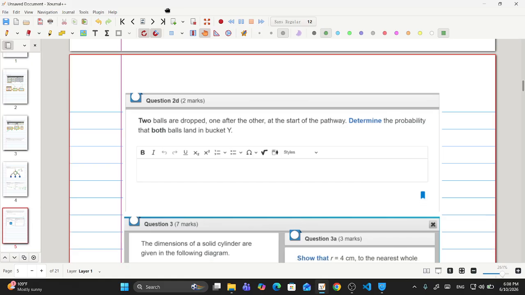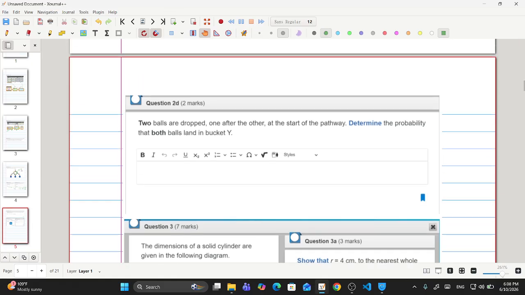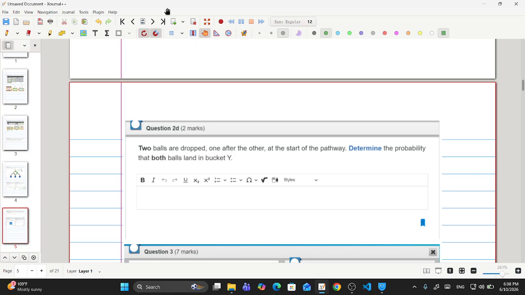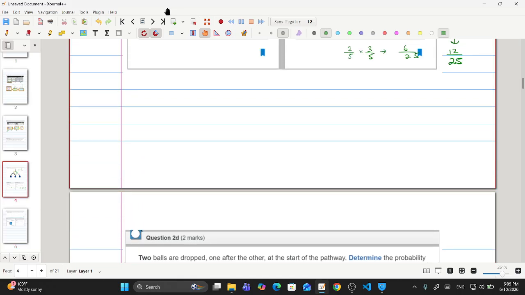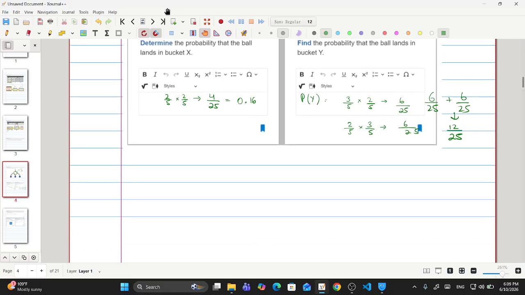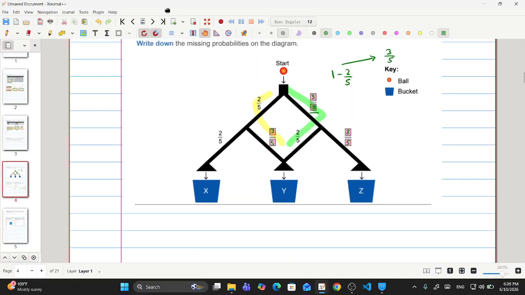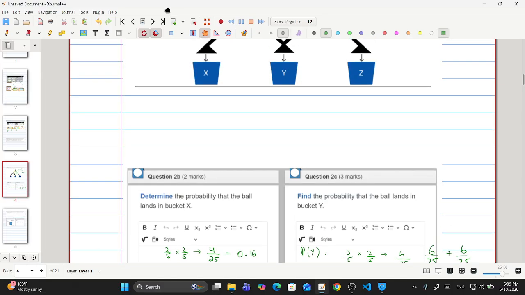Okay, two balls are dropped one after the other at the start of the pathway. Determine the probability that both balls land in bucket Y. So two balls, and both of them land in Y. The probability of landing in Y is what we exactly calculated as 12 over 25, right? Did I write 12 over 25? Wait, let me check. Yeah.